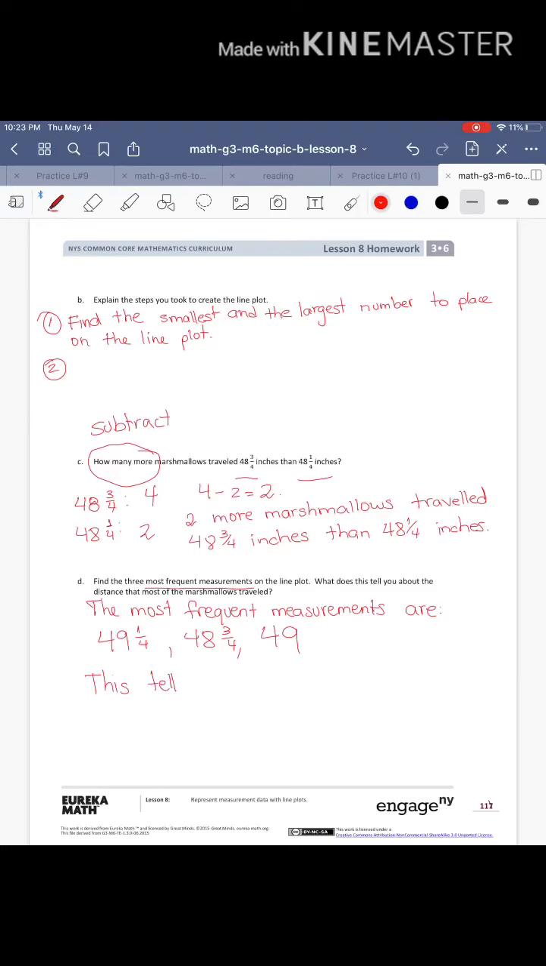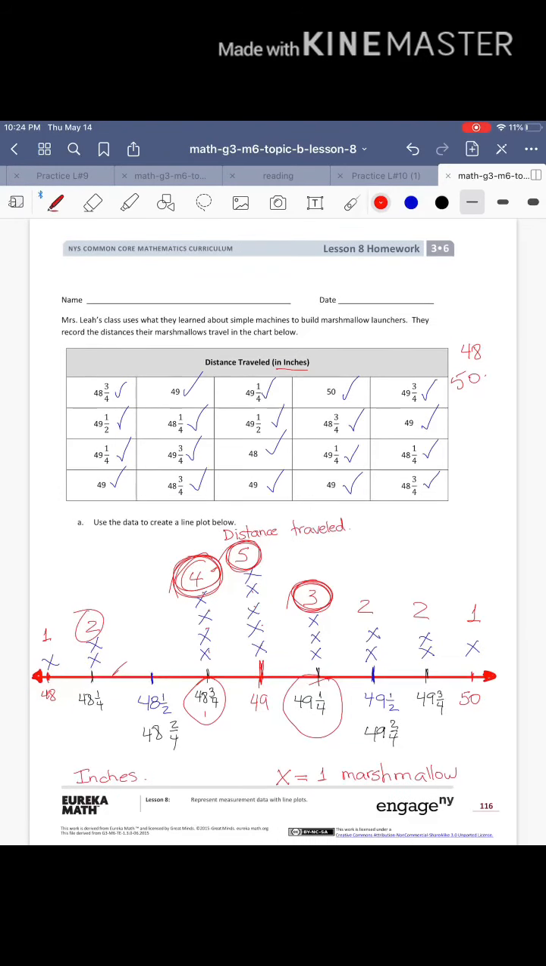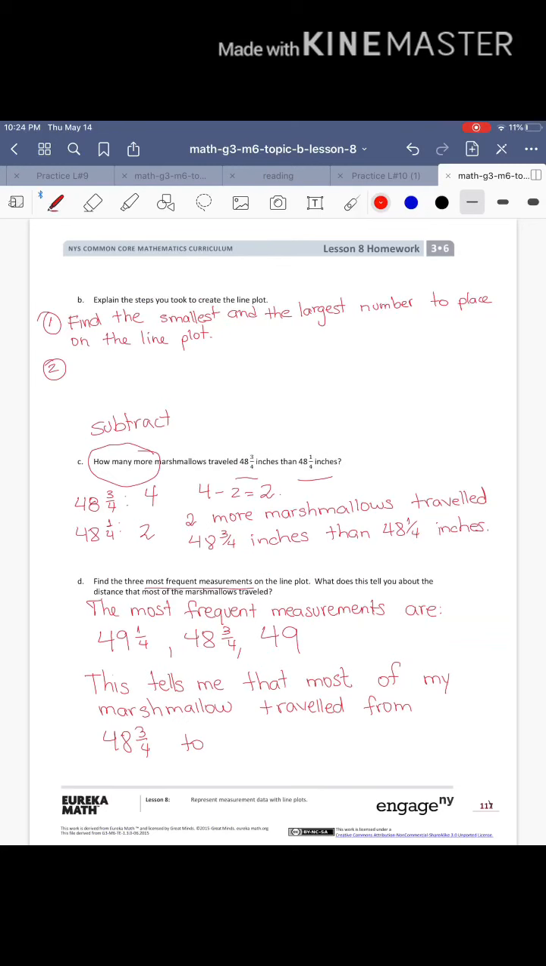This tells me that most of my marshmallows traveled from 48 and 3/4 to 49 and 1/4.